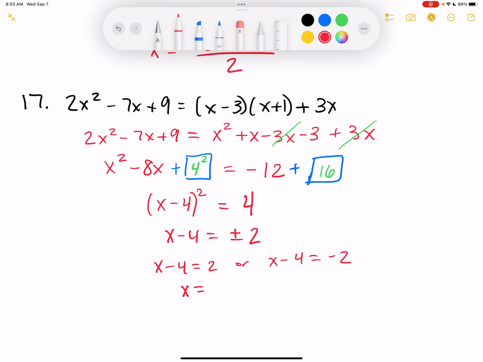Bam. Got it. X equals 6, or X equals 2. Yeah. That's another drum roll. Not too bad, right? The beginning was a little rocky.